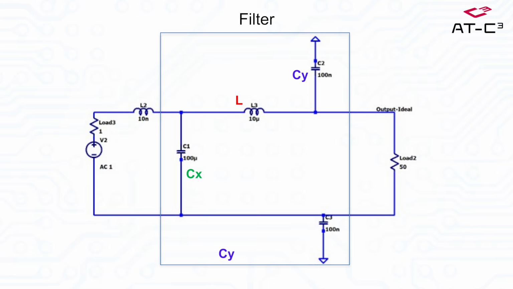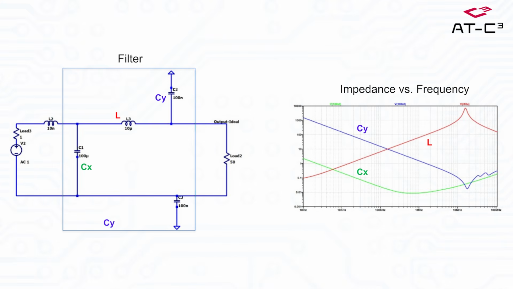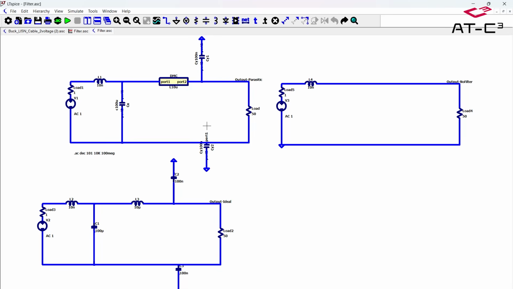Our filter consists of a differential capacitor called Cx, the Cy capacitors, and also an inductor. These components also have their frequency dependent behavior. Now let's do a simulation. We can see here the circuits. One where all the components are modeled with their parasitics, like in this case the choke, the Cx and Cy, and this is the case where we have the ideal components. And this is the case where we don't have any filter component.